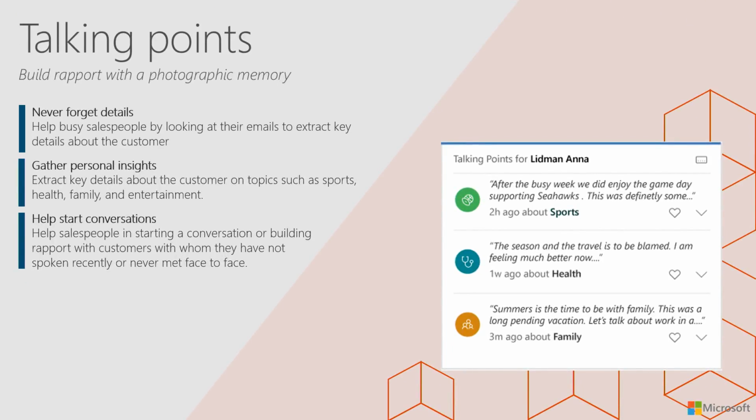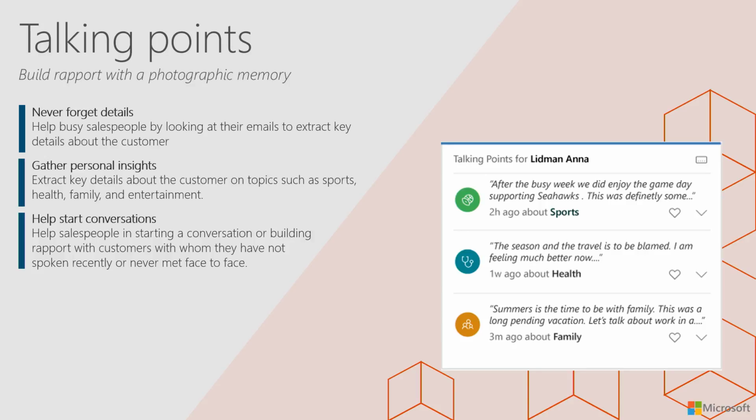Next, we have a great capability called talking points. So as a salesperson, I interact with many people each day, and I don't have photographic memory. So wouldn't it be great if the system could remind me of key conversational topics? So what we do here is we look at emails that you've had with a particular contact or lead, and we use machine learning to understand what conversations have happened and understand particular topics. So based on personal interests, such as entertainment, sports, health, or out of office, we can detect these things.